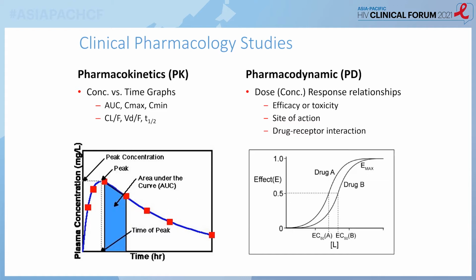But there are a few studies looking at the pharmacodynamic effect, which is looking at the dose-response relationships, relating the concentration to the efficacy or the concentration to the toxicity. So again, the type of studies that we're going to be reviewing over the next 20 minutes are really focused on pharmacokinetics and pharmacodynamics, and these are some of the parameters, Cmax, Cu, which we're going to be reviewing.